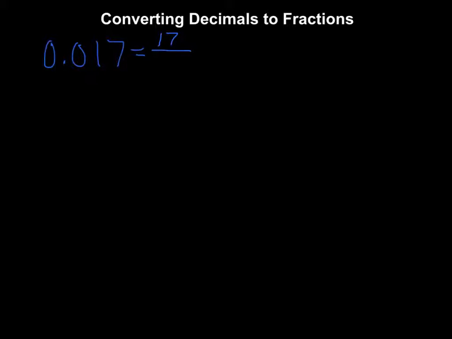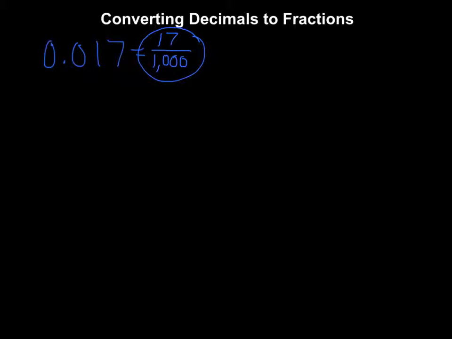The denominator is the smallest decimal place. So this would be the tenths, this would be the hundredths, and this would be the thousandths. So this is 17 thousandths.